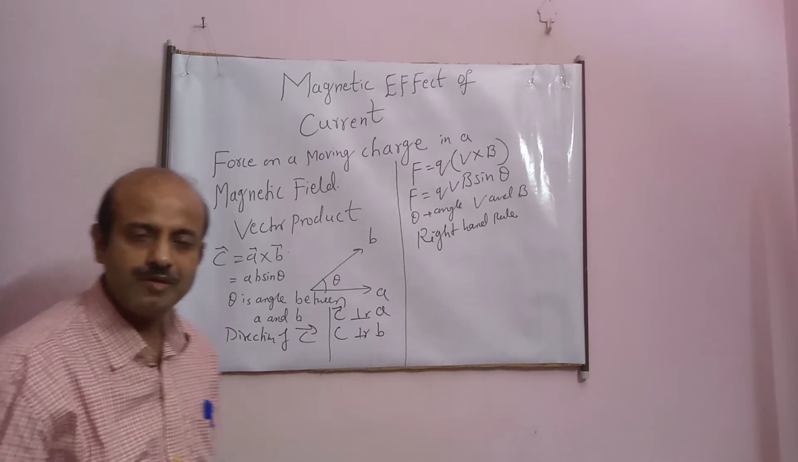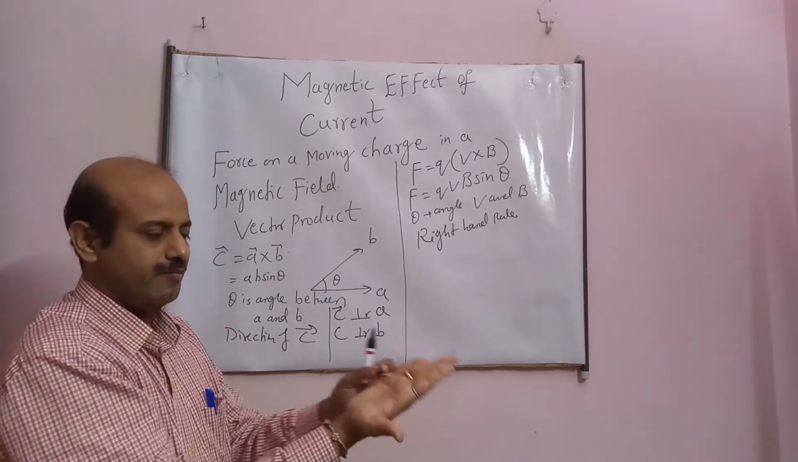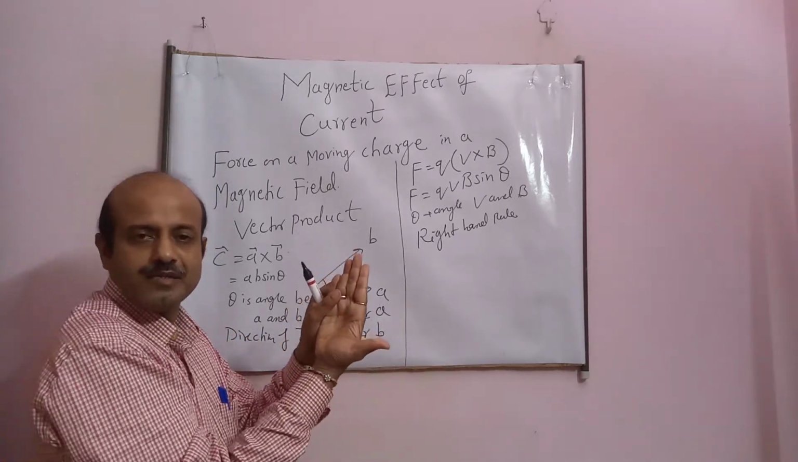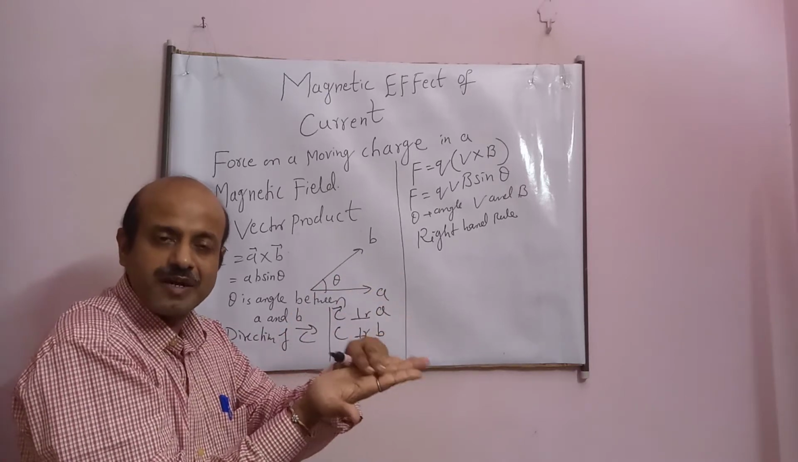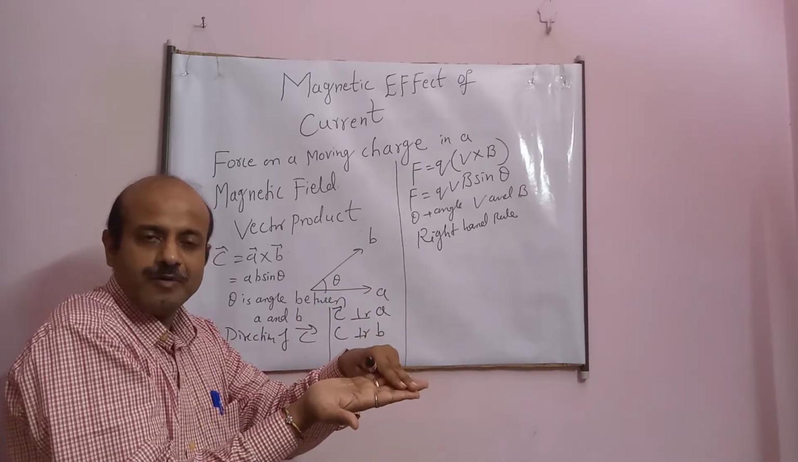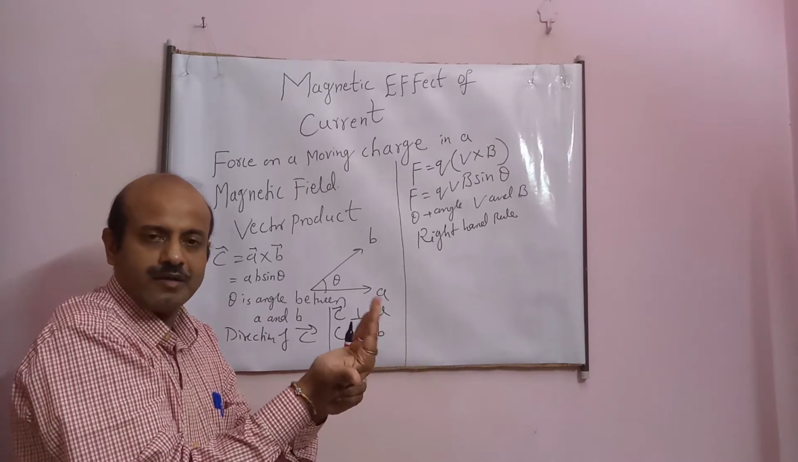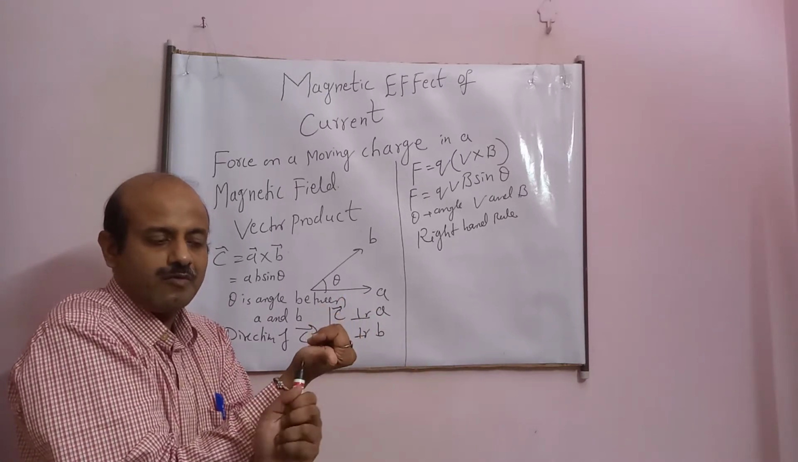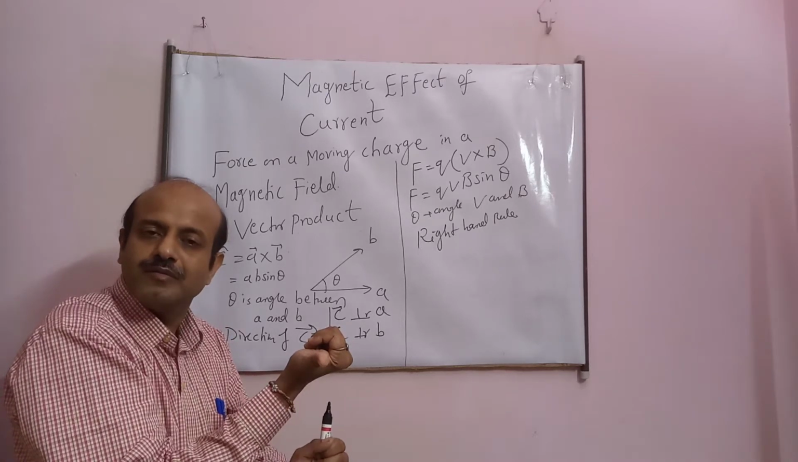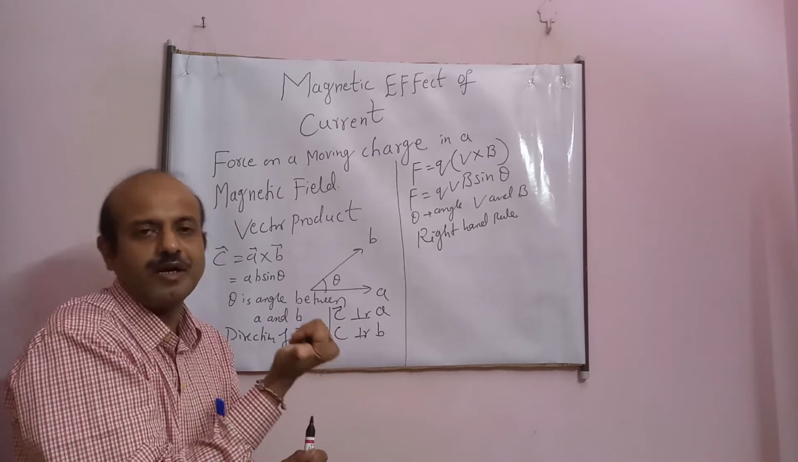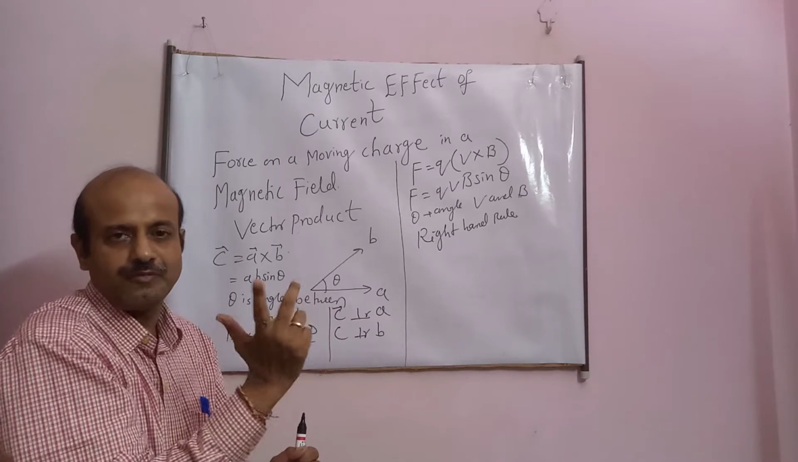So what is the rule? Place the right hand thumb like this. This set of fingers should point toward the first vector, and from here you have to rotate it toward the second vector. Then the direction along which the thumb points is the direction of the cross product of these two vectors, student. That is the first rule.